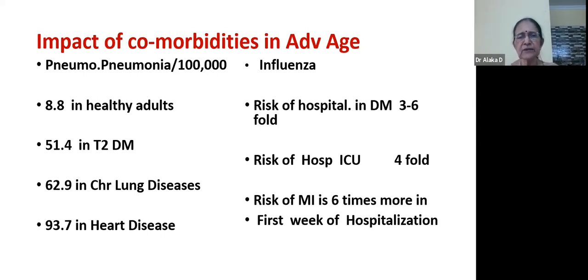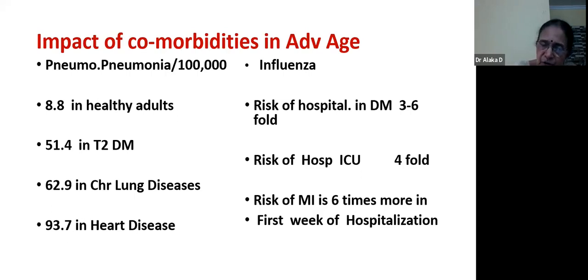Second example I would like to give to you is influenza. Risk of hospitalization in diabetes is, I think, 3 to 4. Risk of hospital ICU admission is 4-fold. Risk of myocardial infarction is 6 times more, which is in the first week of hospitalization.